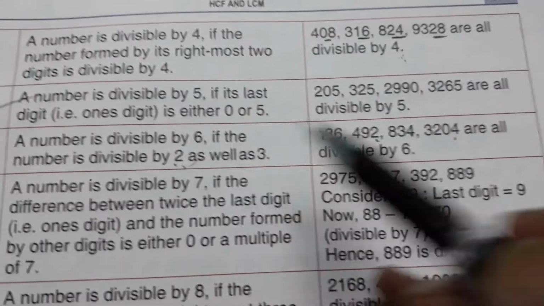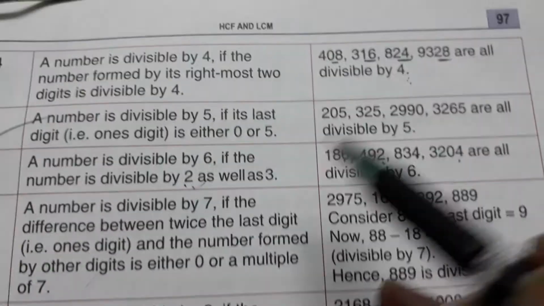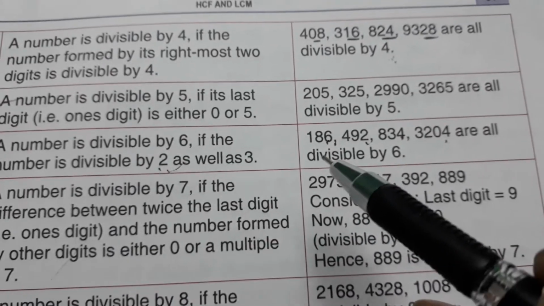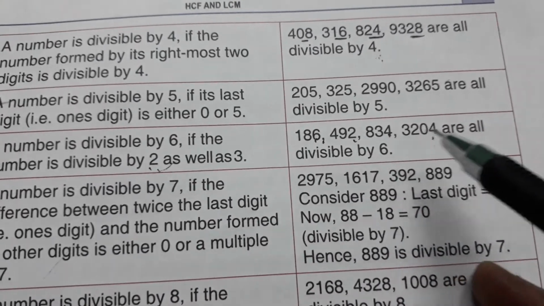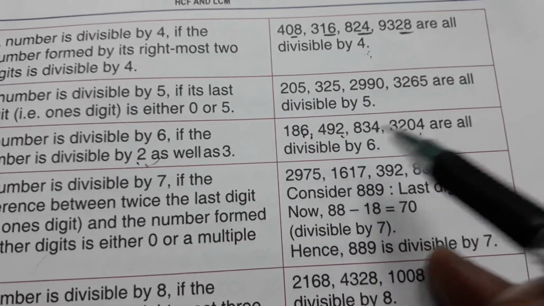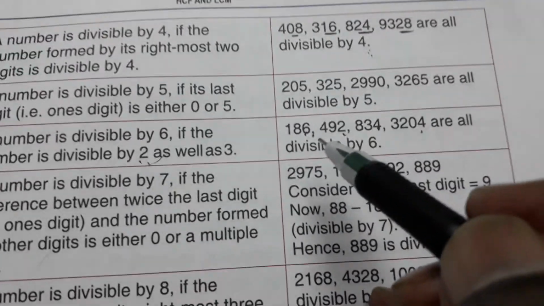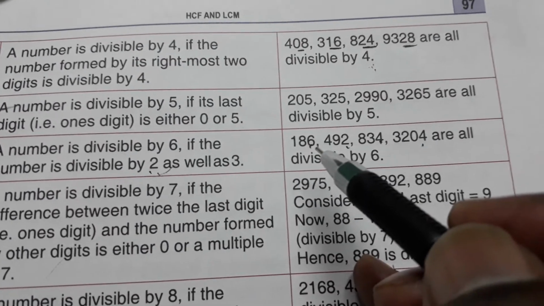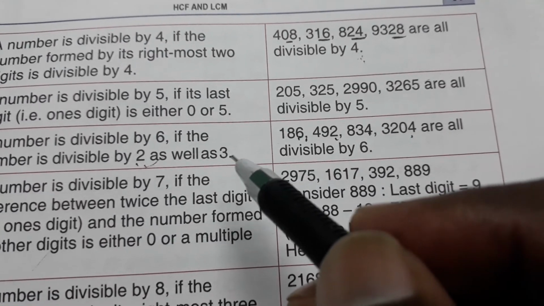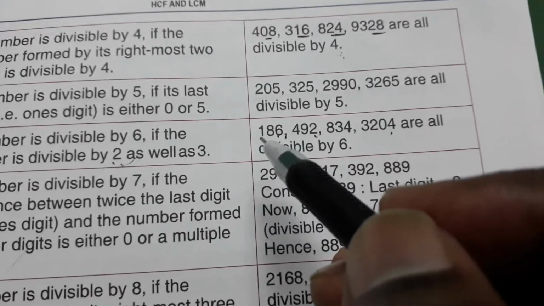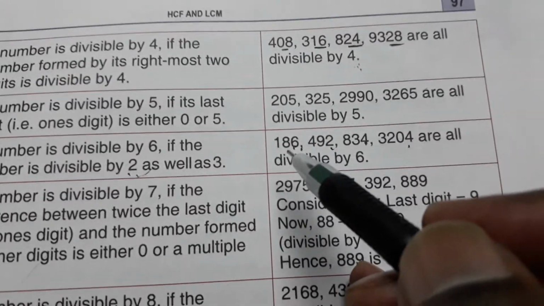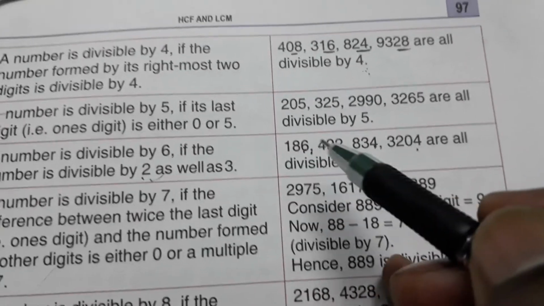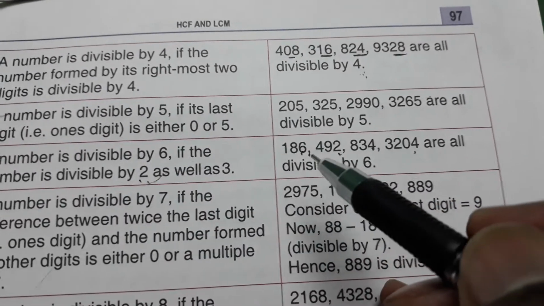2 must divide, and 3 must also divide, then only 6 divides. So all of these are divisible by 2, because the last digit is even or 0. Now check for 3: 1 plus 8 plus 6. As per the divisibility rule for 3, you add the digits. 1 plus 8 is 9, 9 plus 6 is 15. Yes, 15 is divisible by 3, so this number is also divisible by 3.